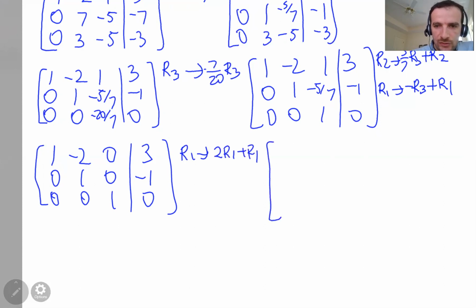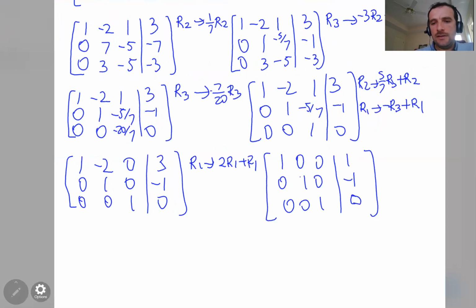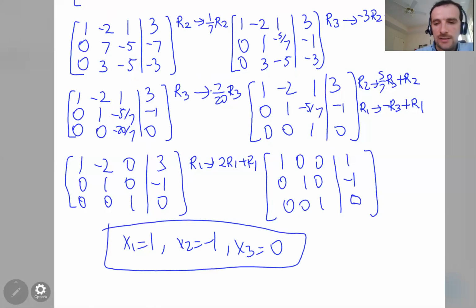Nice. So 1, 0, 0, and I multiply this by 2 and add it to that one. 2 times -1 is -2 plus 3 is 1. Then 0, 1, 0, -1, 0, 0, 1, 0. Remember, these correspond to x1, x2 and x3, which means x1 is equal to 1, x2 is equal to -1, and x3 is equal to 0. This is how you solve a system of linear equations using augmented matrices.